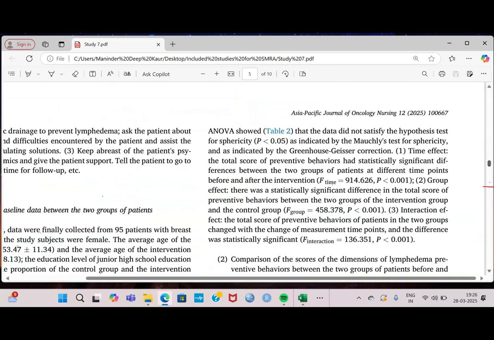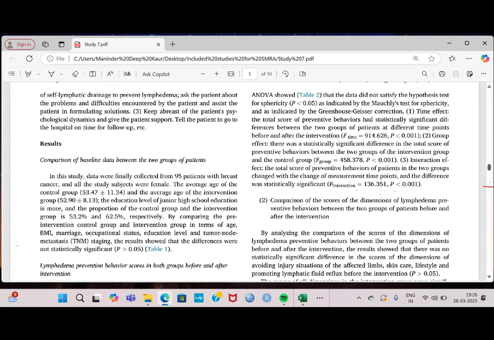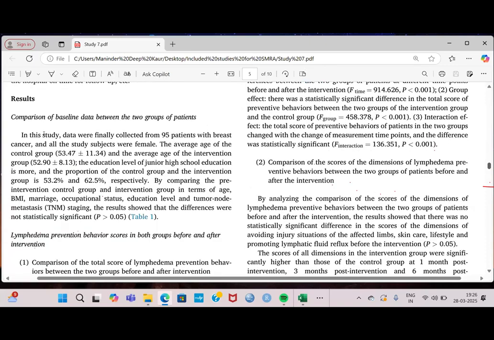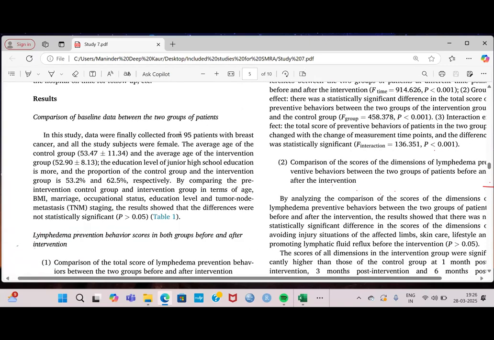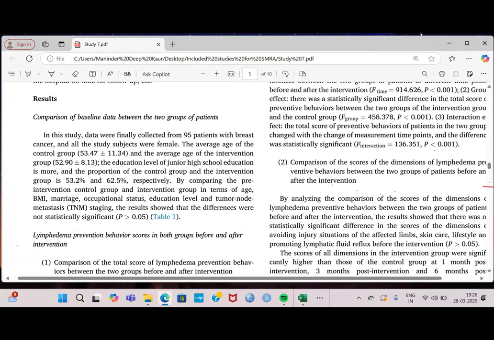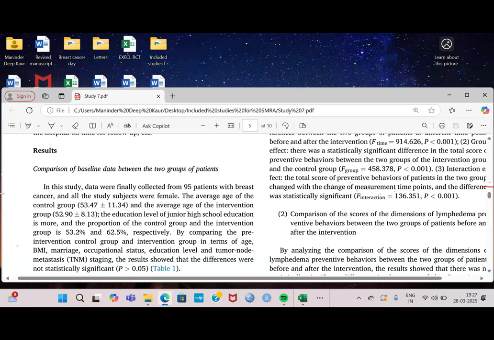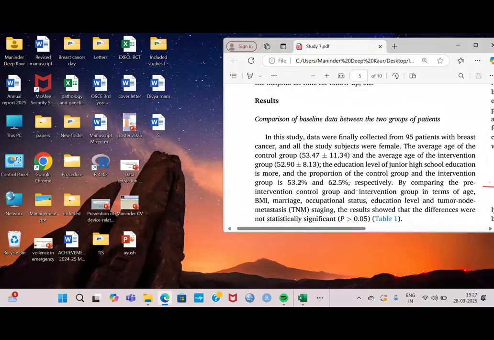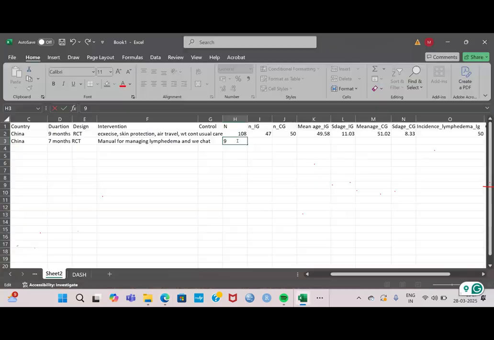So first we'll see the total number of participants they have taken. In this study, data were finally collected from the 95 patients with breast cancers. All the subjects were female. So 95 is the number.